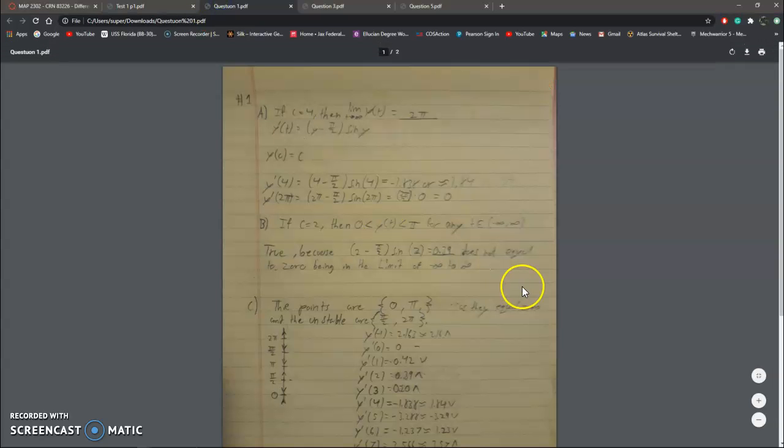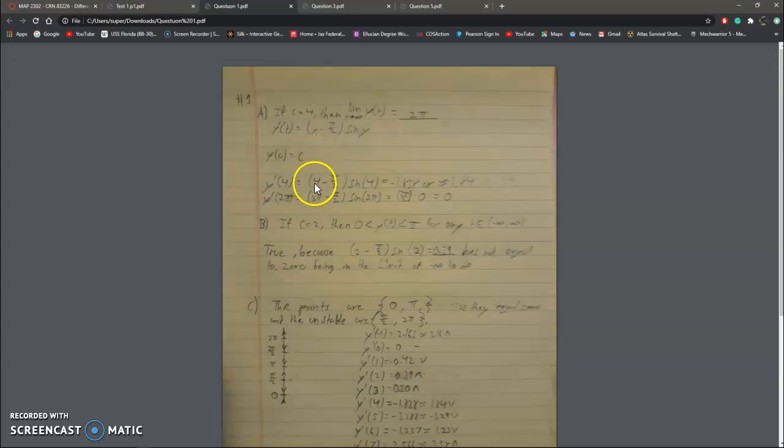So here are my corrections. With A, it is 2 pi, because in this equation, with the limit and all that, the limit is 2 pi because it would be 0 when you put it into y, or t for this instance, it'd be t. As you can see here, 4 equals roughly 1.84, and 2 pi equals 0. It also does the same thing for pi.